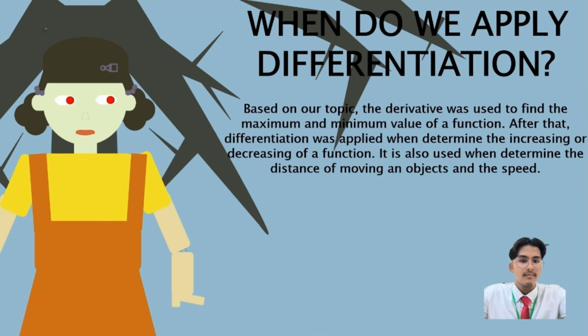When do we apply differentiation? Based on our topic, the derivative was used to find the maximum and minimum value of a function. After that, differentiation was applied when determining the increasing or decreasing of a function. It is also used when determining the distance of a moving object and the speed.